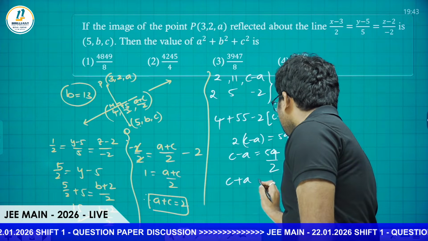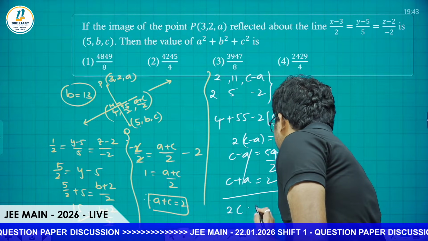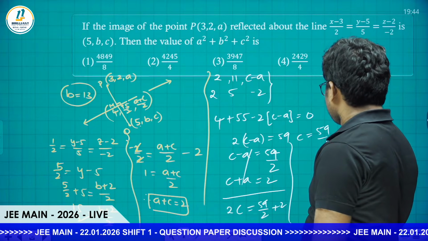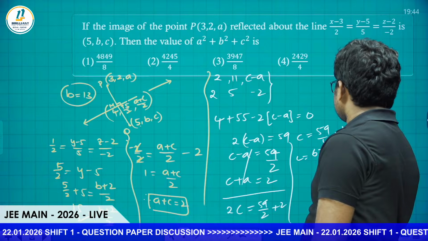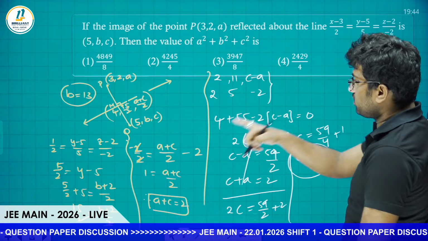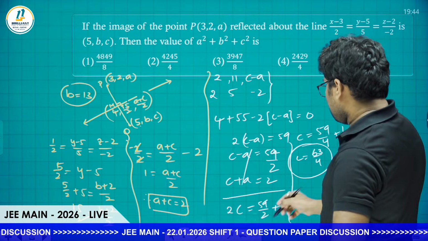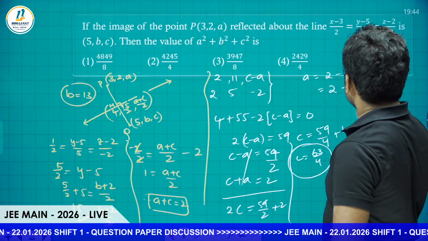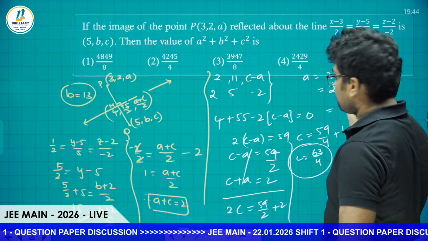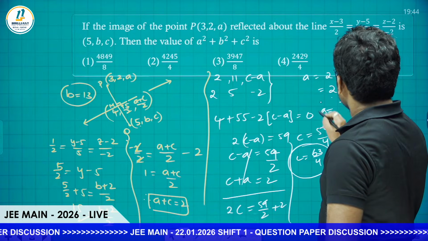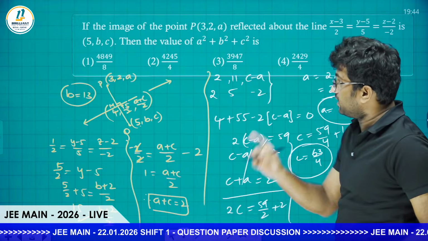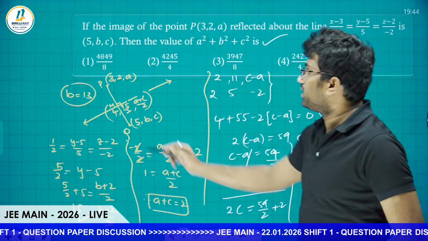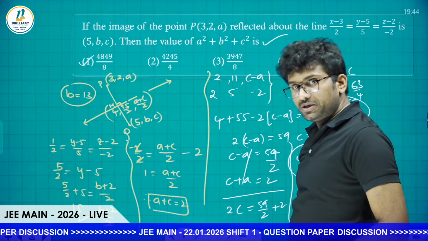Now c plus a is 2. If I add these two, 2c is equal to 59 by 2 plus 2. Therefore c is equal to 59 by 4 plus 1, so c is equal to 63 by 4. Now if you put c is equal to 63 by 4 here, a is equal to 2 minus c, which is 2 minus 63 divided by 4, that is (8 minus 63) by 4, minus 55 by 4. So we have got a, we have got b, we have got c. They are asking us to find (a square plus b square plus c square) by 2. If you substitute, we will be getting 4849 divided by 8.